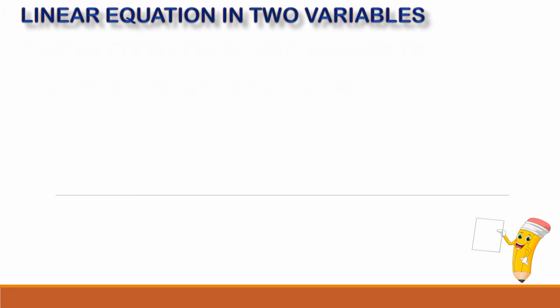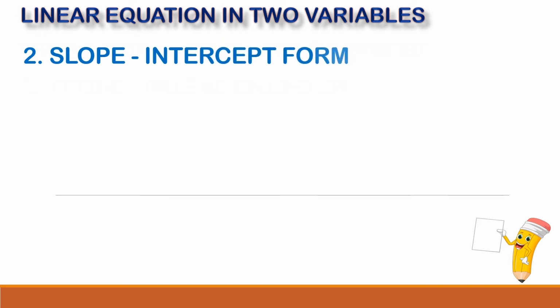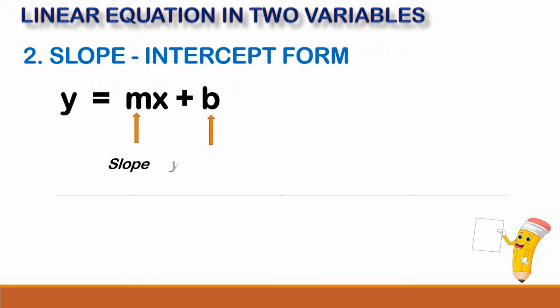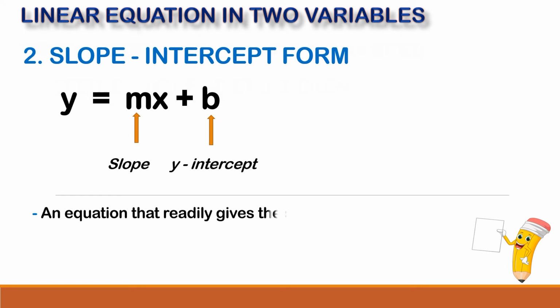How about the slope-intercept form of the linear equation in two variables? In y equals mx plus b, m is the slope and b is the y-intercept. So this is an equation that readily gives the slope and the y-intercept of a graph.